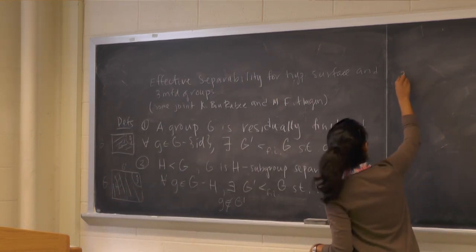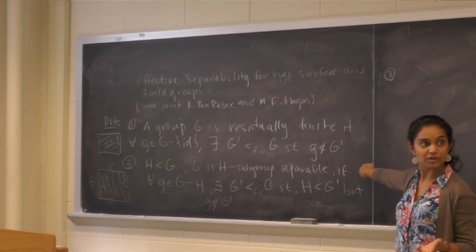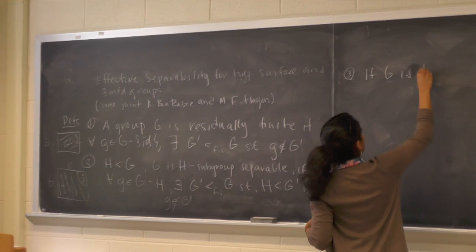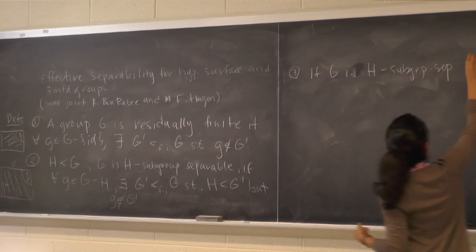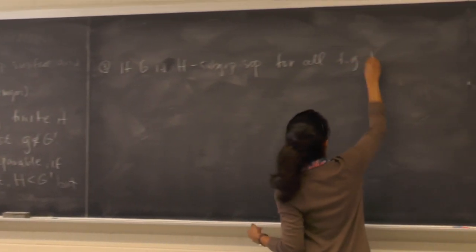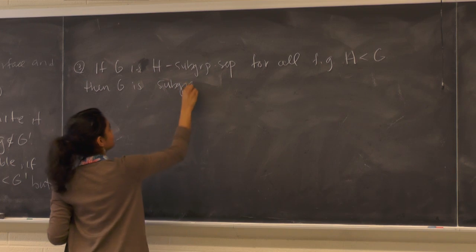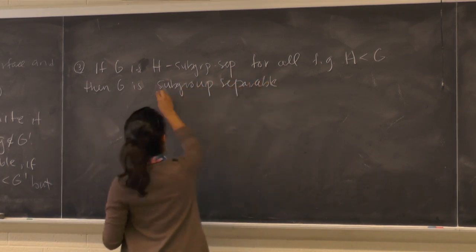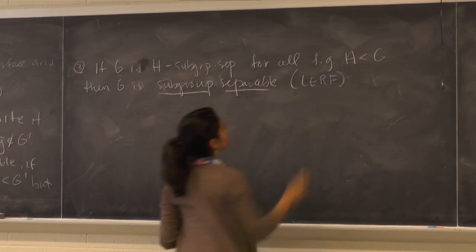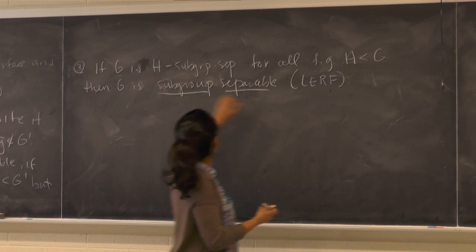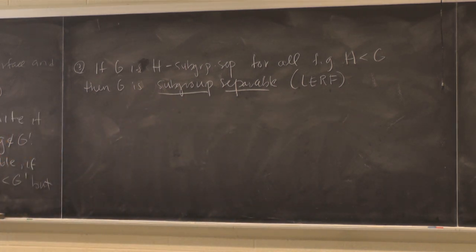Whenever this is true for all finitely generated subgroups of your group, we say that this group G is subgroup separable, or LERF. So if G is H subgroup separable for all finitely generated subgroups, then G is subgroup separable. Sometimes this is called LERF, which stands for locally extended residually finite. Extended residually finite means that we're considering subgroups. Locally here is for finitely generated. Sometimes we talk about groups being separable on different classes of subgroups like quasi-convex or geometrically finite, and there are similar acronyms for those, like QCERF and GFERF.